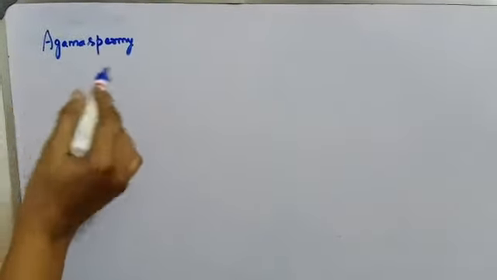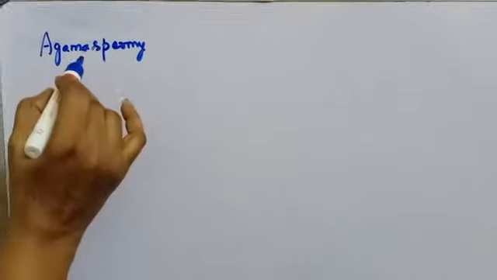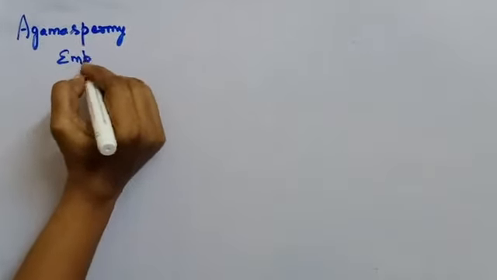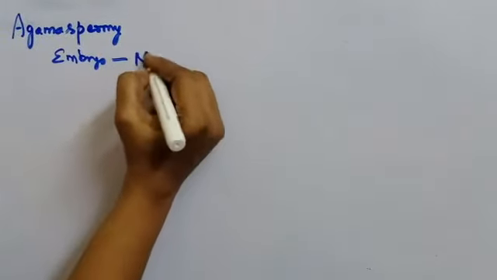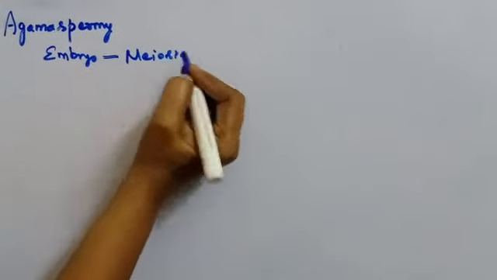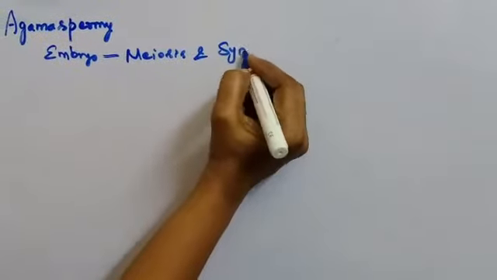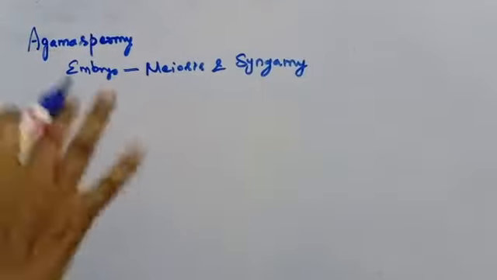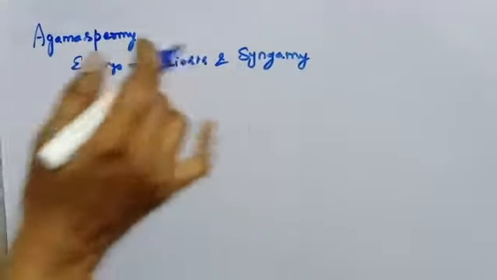First we will see recurrent apomixis. In that, two types we have seen: vegetative reproduction and agamospermy. Vegetative reproduction we have already seen in previous chapters. Now we will see agamospermy. What is meant by agamospermy? That is, the embryo develops without meiosis and syngamy. That is called agamospermy.